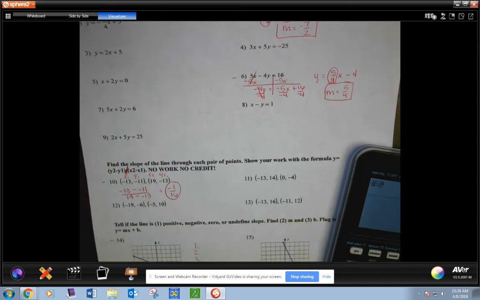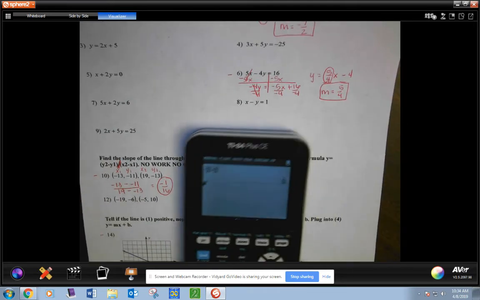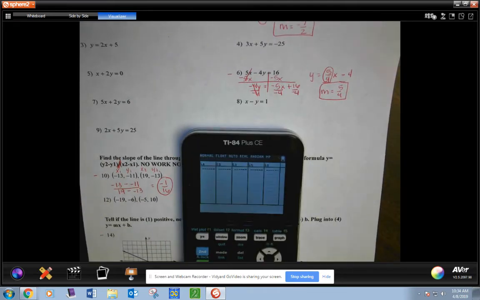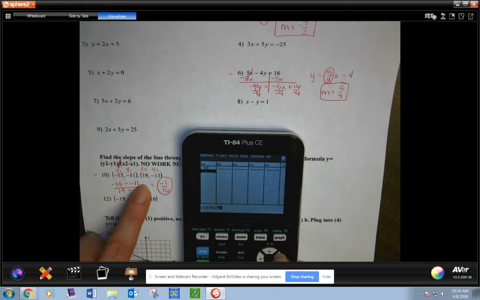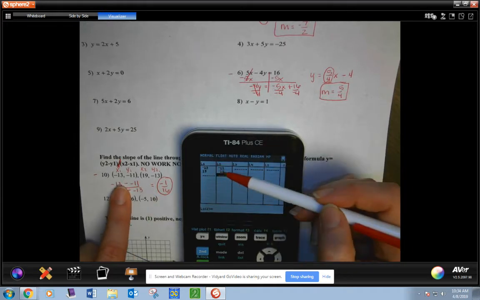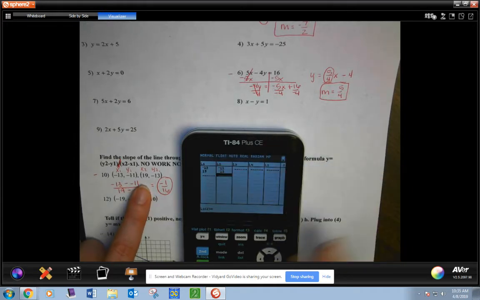Okay, now there is another way you could do it, and I'm going to show it to you. It takes a little bit more work in the calculator. You could do stat edit. I could type in negative 13 and 19, and then I could type in negative 11 and negative 13. Oh, I didn't need to do that. Negative 11, negative 13. And if you look, now you have your ordered pairs, negative 13, negative 11, 19, negative 13. You can do stat, calc, number 4, down to calculate, and hit enter.